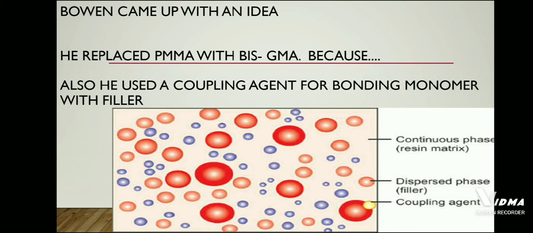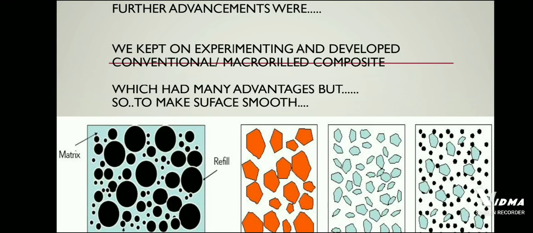He also used a coupling agent for bonding the monomer with the filler. That was a problem, that the monomer was not bonding with the filler. So he used an organic silane compound as a coupling agent. Then most of the problems were solved, but we kept on experimenting and developing more and more recent advancements. Firstly we developed the conventional macro filled composite.